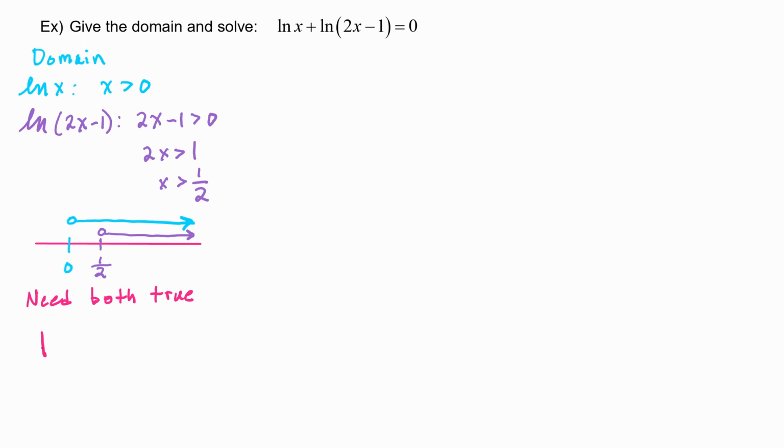So that means our domain is going to be from 1/2 to positive infinity. That's where both of these inequalities, x greater than 0 and x greater than 1/2, are both true, from 1/2 to infinity, and we have to have an open bracket on the 1/2 because the 1/2 is not included.